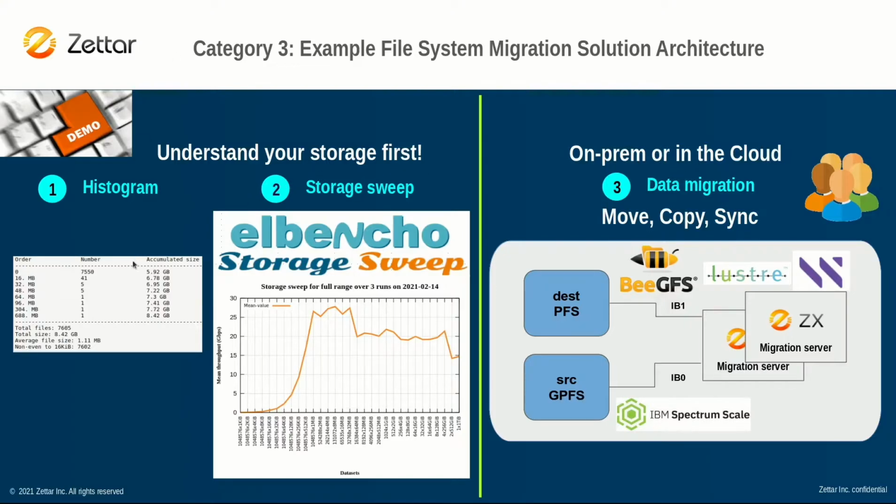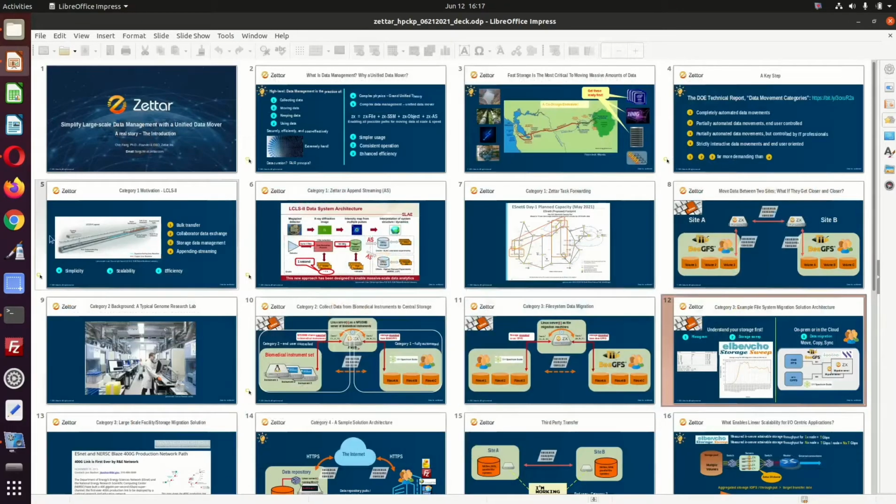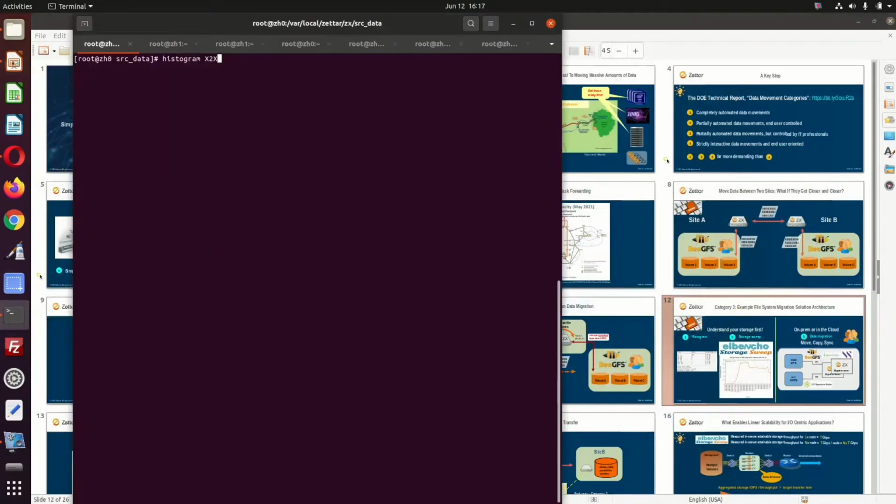1. Get the histogram of the file size distribution, which significantly impacts the data movement rates. Do it like this. The X2X directory contains the typical camera output files in the media entertainment industry.